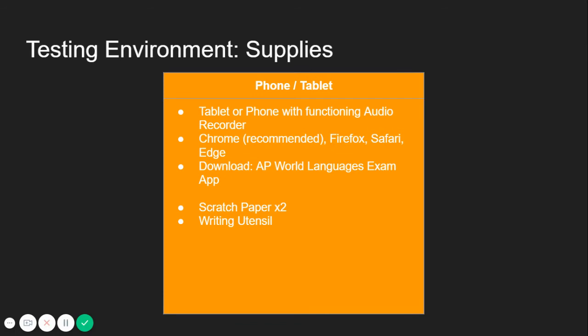In order to take the AP Spanish exam, you will need a phone or a tablet. It needs a functioning audio recorder. It needs the Firefox, Safari, or Edge browser. You must download the AP World Language Exam app onto your phone or tablet device. And it will be very useful to have at least two pieces of scratch paper ready, as well as writing utensils.